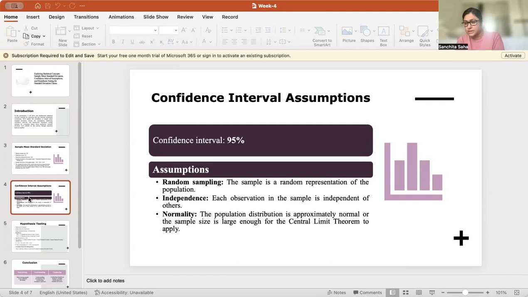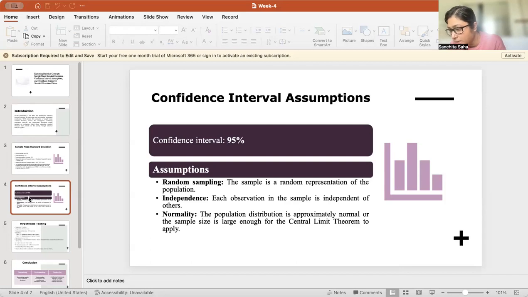Confidence interval assumptions. Now let's discuss the critical assumptions we make when constructing confidence intervals, particularly at a 95% confidence level. First and foremost, we assume that our sample is obtained through random sampling, ensuring that it is representative of the population. Next, we rely on the assumption of independence, meaning that each observation in our sample is unrelated to the others. This ensures that our sample data is free from any bias.